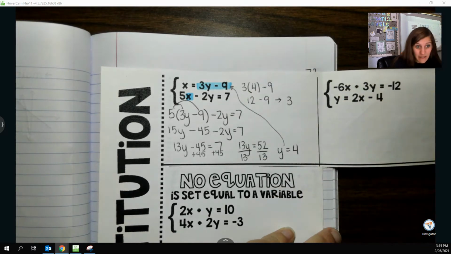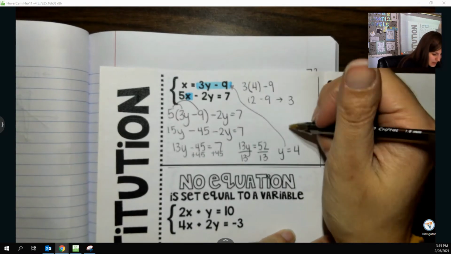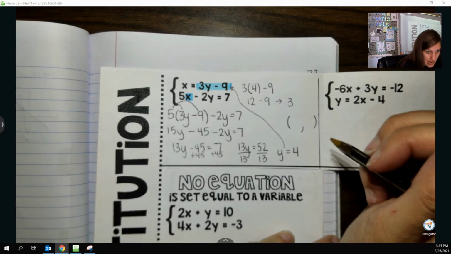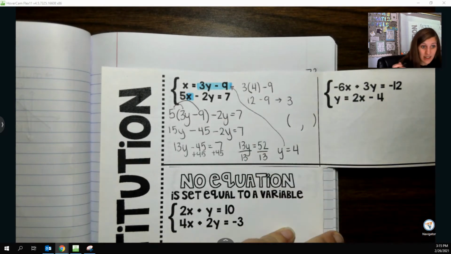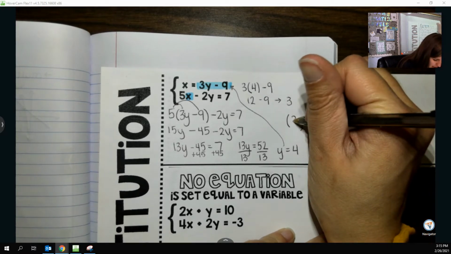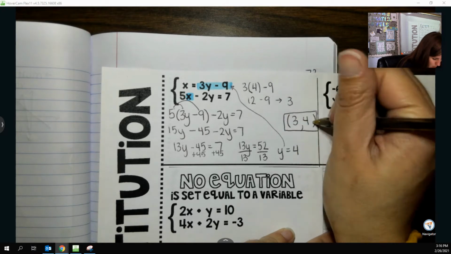So finally, because this first one was such a mess, I can write my answer as an ordered pair, because really these are 2 lines that are crossing somewhere, and they are crossing at 3, 4, because x, y.